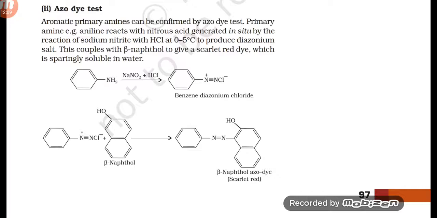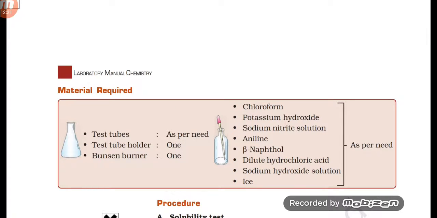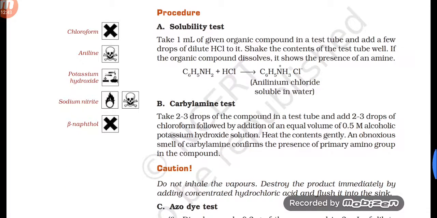This is the benzene diazonium chloride. This is a salt, and when it is reacted with beta-naphthol, it gives a scarlet red dye which is sparingly soluble in water. So basically the material required is one test tube holder, a Bunsen burner, some test tubes, chloroform, potassium hydroxide KOH, sodium nitrite solution NaNO2, aniline, beta-naphthol, dilute hydrochloric acid, sodium hydroxide solution and ice.